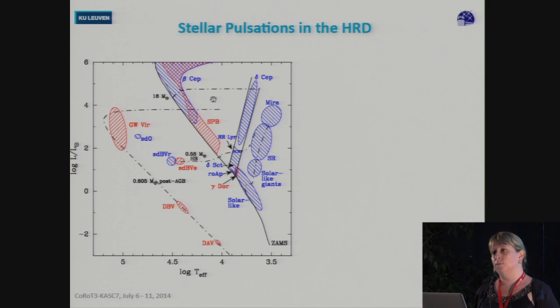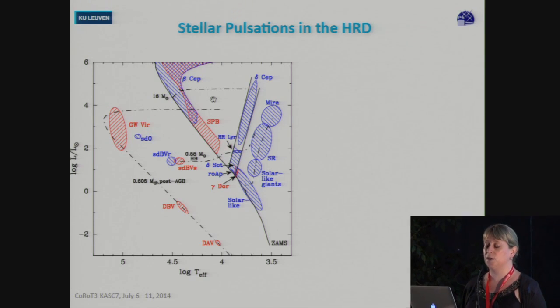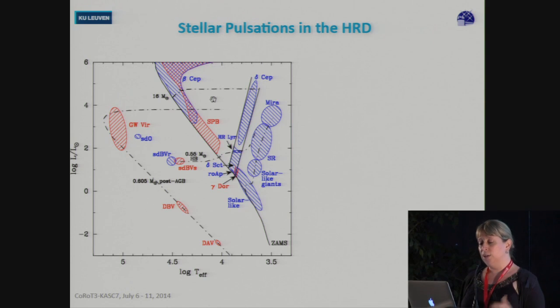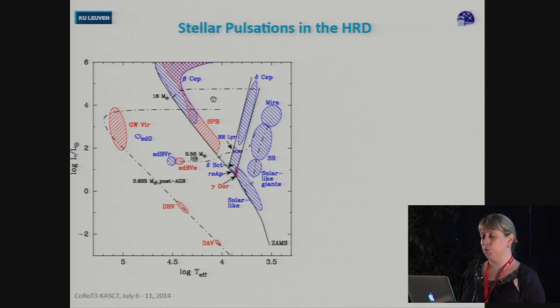We have seen this diagram several times, today and yesterday. It's well known to all asteroseismologists, and we have described it. It's a Hertzsprung-Russell diagram showing all the different types of pulsators in there. And here you have the color code that shows you the g-mode pulsators are marked in red and the p-mode pulsators are marked in blue.